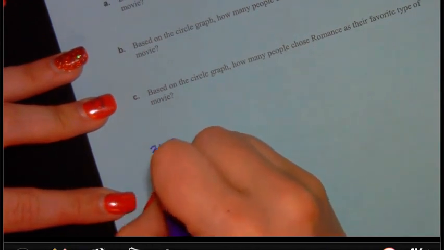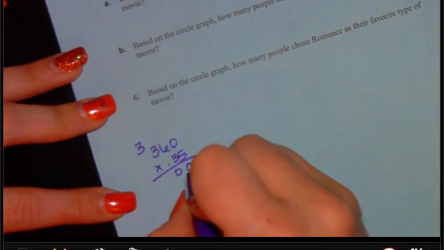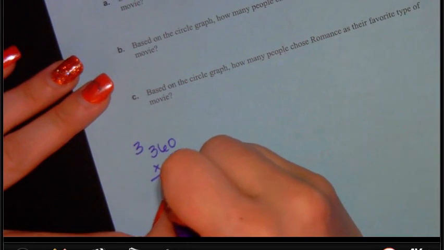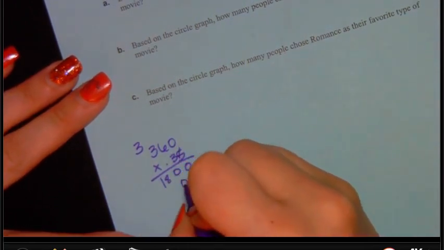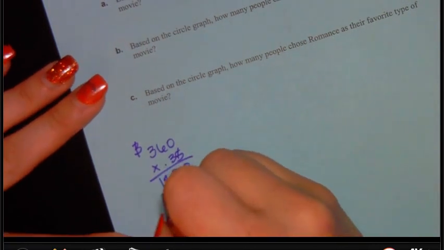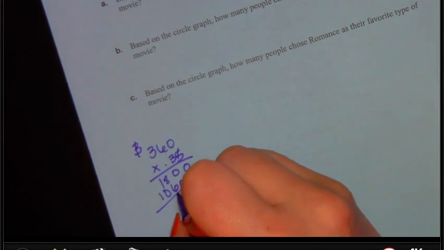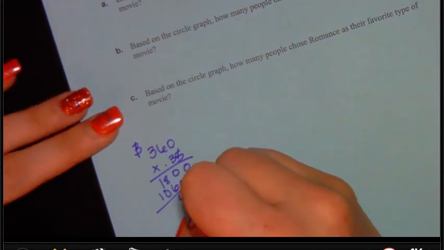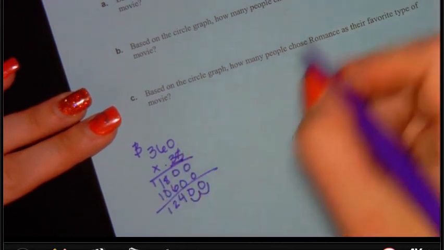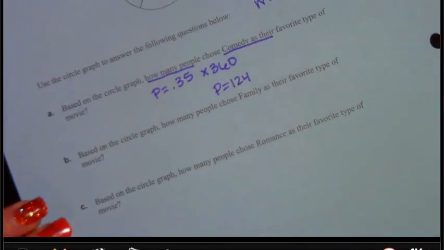So 360 times 0.35. 6 times 5 is 30, 3 times 5 is 15, 16, 17, 18. Placeholder, 3 times 0 is 0, 6 times 3 is 18, 3 times 3 is 9, plus 1 more is 10. 0, 0, 8, and then 6 would be 14. 1 and 1 is 2. Bring down the 1. Add 2 place values, so 1, 2. So there are 124 people that chose comedy.